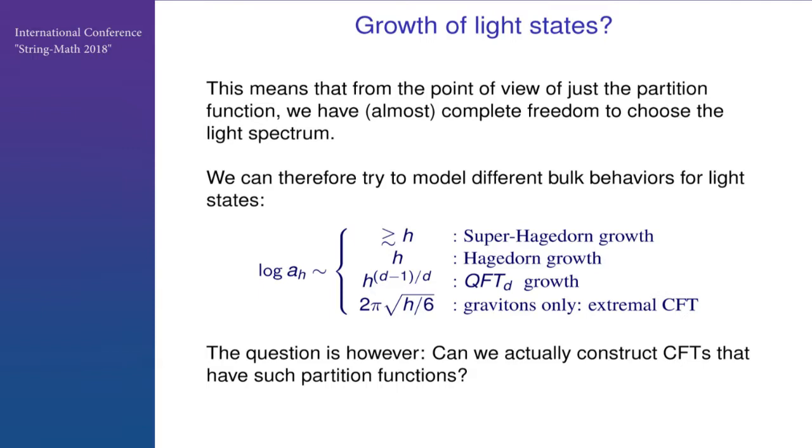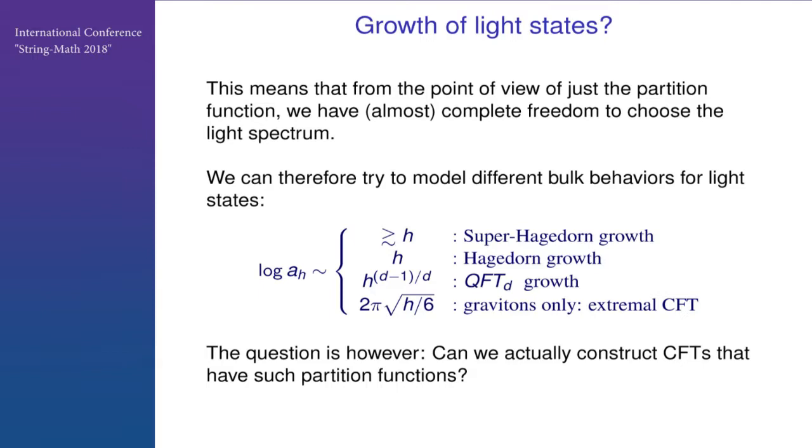So for instance, if we think that our bulk theory is very stringy, then we would expect some sort of Hagedorn growth of the light spectrum. So the log of the number of states, or the entropy if you want, will be linear in h. We could also ask for something which maybe grows faster than Hagedorn growth, some sort of super Hagedorn growth. Or we could ask for slower growth. And in fact, that's what we'll be mostly interested in.